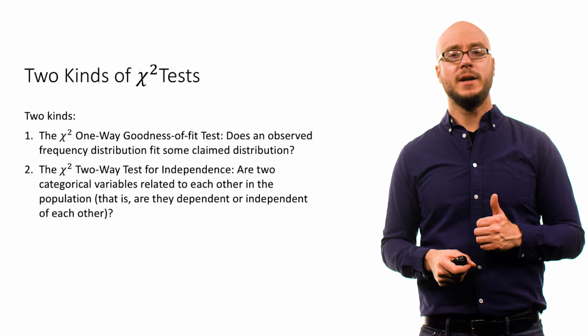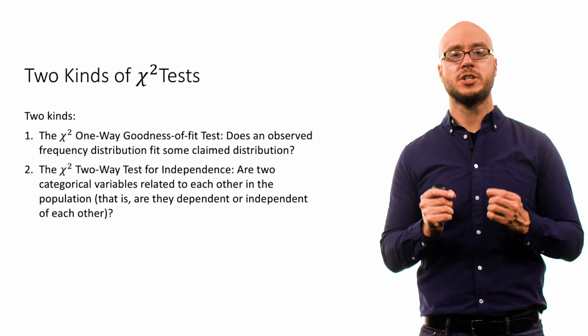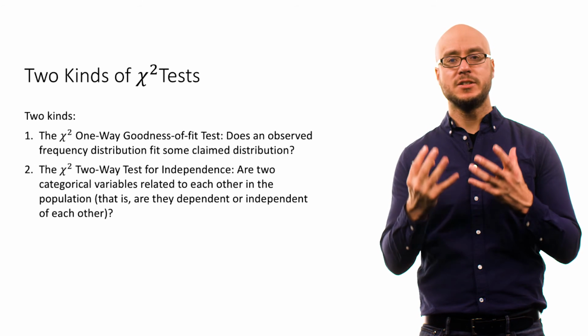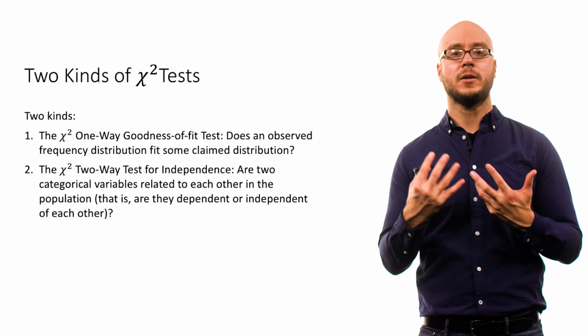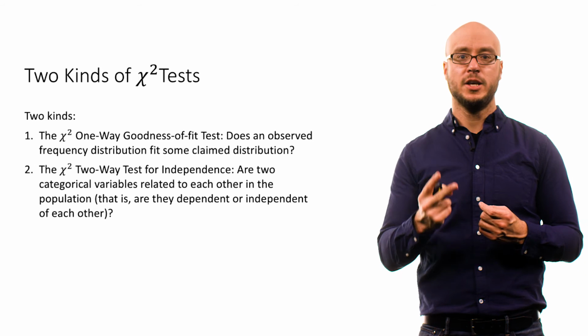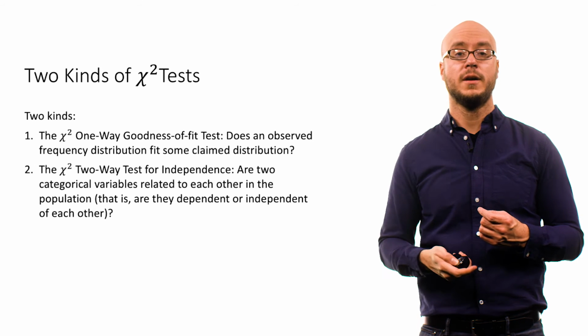For the chi-square two-way test for independence, you're answering the question, are two categorical variables related to each other in the population? That is, are these two variables dependent or independent of each other? So for the chi-square two-way test for independence, it's two-way. You're dealing with two categorical variables.